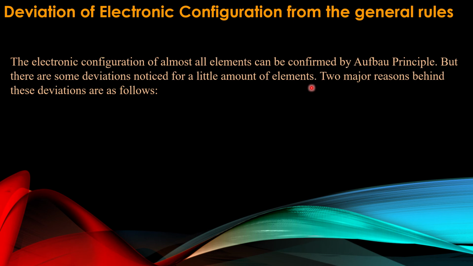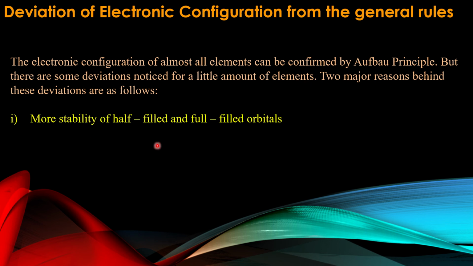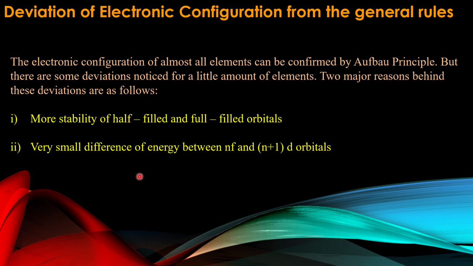The electronic configuration of almost all elements can be confirmed by the Aufbau principle, but there are some deviations noticed for a small number of elements. The reasons behind these deviations are as follows. One is more stability of half-filled and full-filled orbitals. And the second one is very small difference of energy between nf and (n+1)d orbitals.